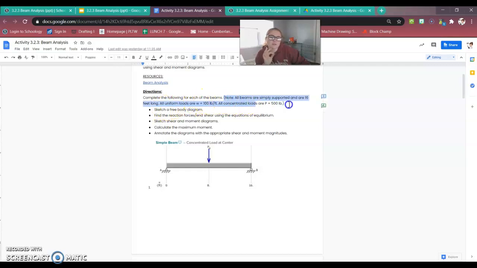Now, make a note of this, that all beams are simply supported and are 16 feet long. All uniform loads are W equals 100 pounds per foot. All concentrated loads are P equals 500 pounds.